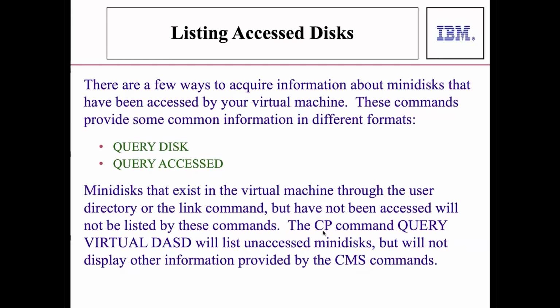So you can use a CP command, because that's part of your virtual machine configuration. We use a CP command to find out the configuration of our virtual machine: query virtual DASD. So what are the virtual disks that I have? That lists basically all of the minidisks that you have, both accessed and unaccessed. CP doesn't know what you've accessed in CMS, right? This is the split between CP and CMS. It'll show everything that exists, and you have to figure out between the two which has been accessed and which hasn't. So that's some of that difference there.